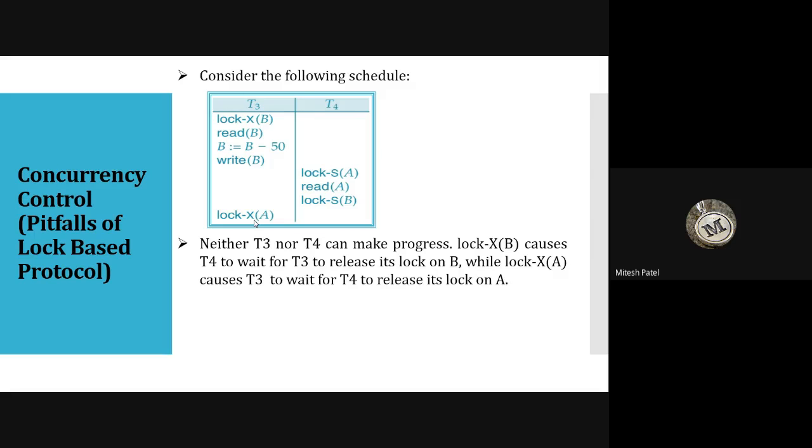So let's see, neither T3 nor T4 can make progress because lock X on data item B causes T4 to wait for T3 until it releases its lock on B. जब तक T3 रिलीज नहीं करेगा तब तक T4 को वेट करना पड़ेगा on data item B. Similarly, lock X on A causes T3 to wait. T3 को वेट करना पड़ेगा जब तक T4 डेटा आइटम A को अनलॉक ना करे, रिलीज ना करे. And this situation is known as deadlock.